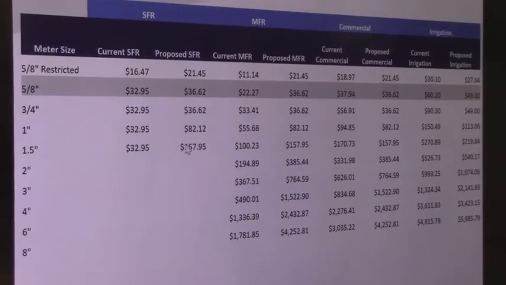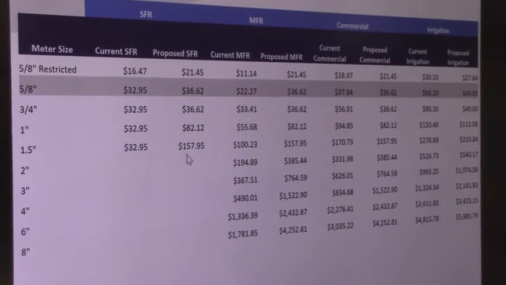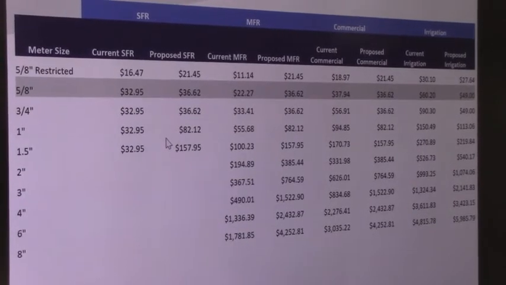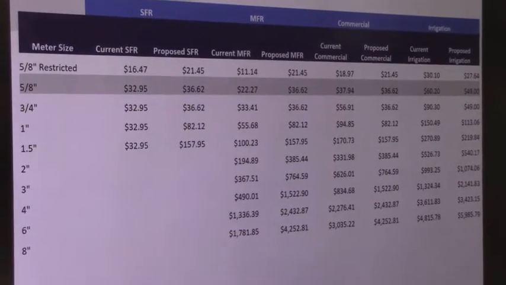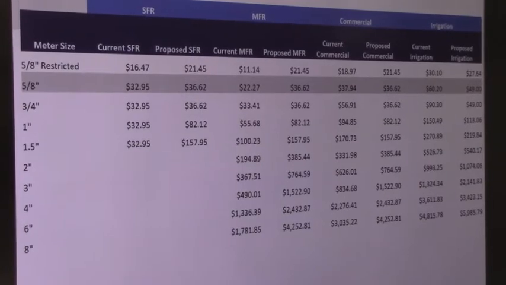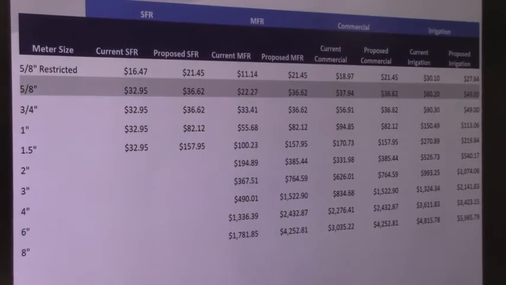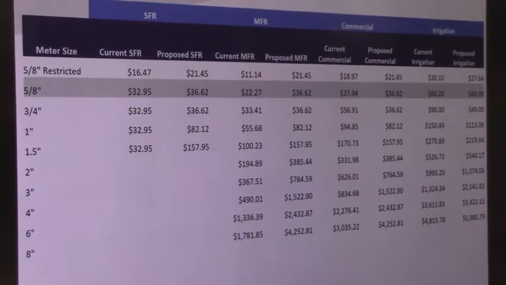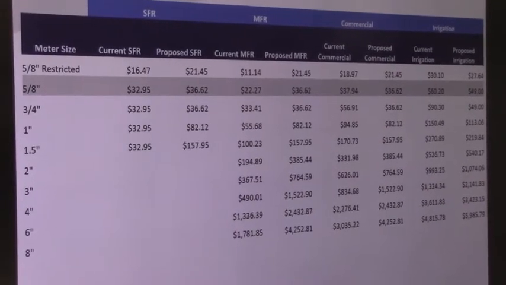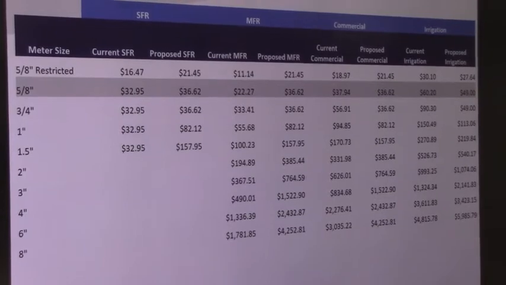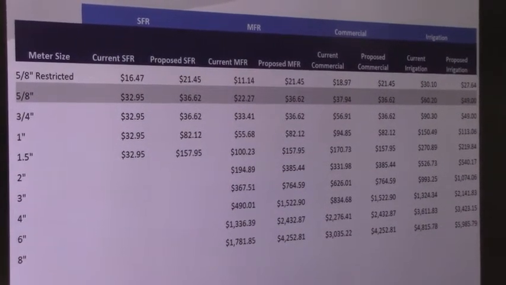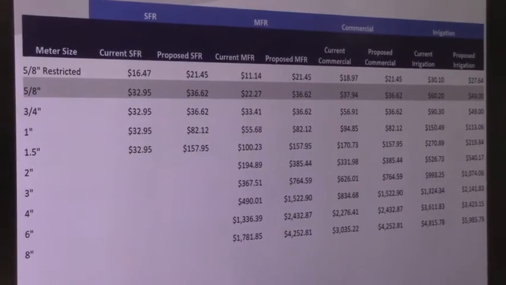So we started to get a little bit concerned here when we were looking at this, because that means a significant increase for single-family residential customers who have larger meters. There are not a whole lot of them out there, there's about 300. So we sat down as a group and tried to identify why did they have larger meters in the first place, and what could be done to help mitigate that impact for them.